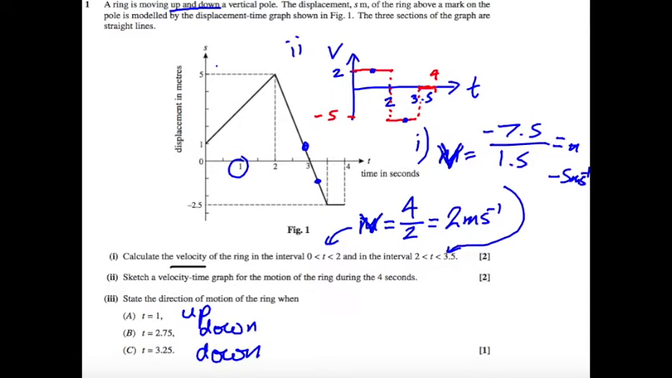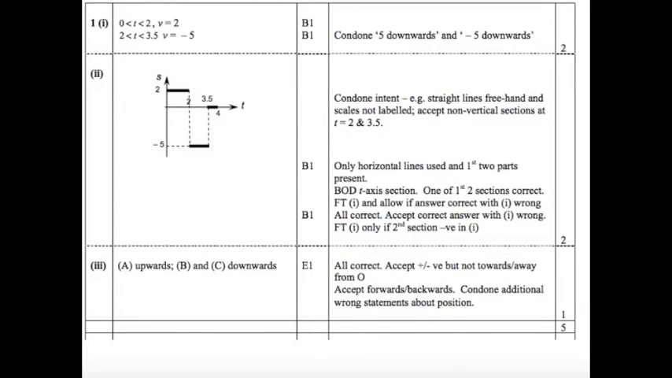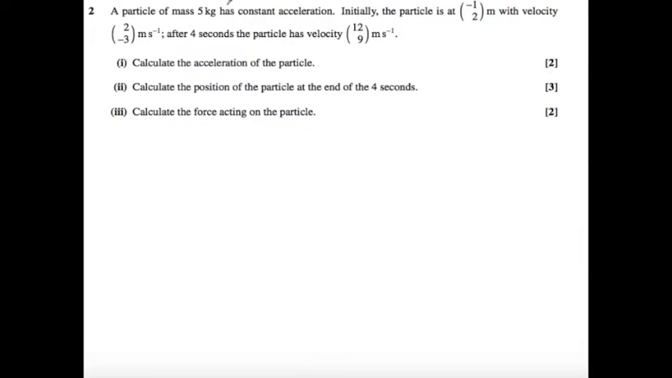Right, so let's have a look at the mark scheme. So all they want is, they don't want a lot of working for this, v equals 2 for part 1, and v equals minus 5. The next one, we can see our graph, so they give you marks for only horizontal lines used in the first 2 parts. So that's your first 2 bits here. And then your final mark for getting the rest correct, so including this. Alright, lovely.